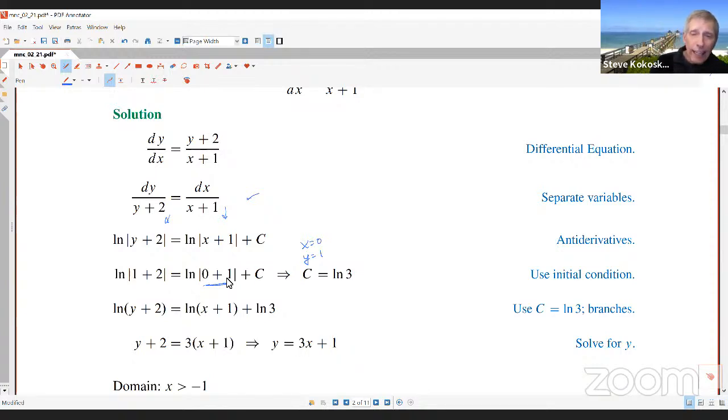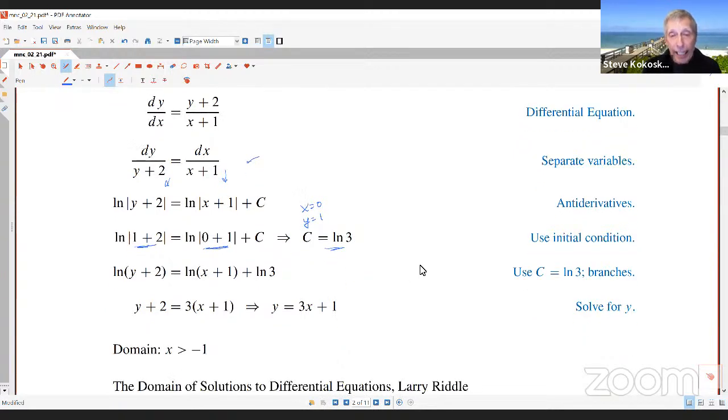When I plug in a y equal 1 over here, similarly, this argument, this is a cool problem, that argument is also positive. I am on a part of the solution where that argument is positive. I don't need those absolute values. So I solve for c, there it is, log 3.